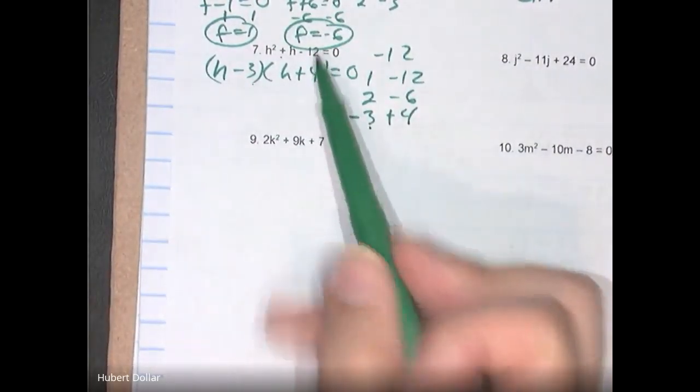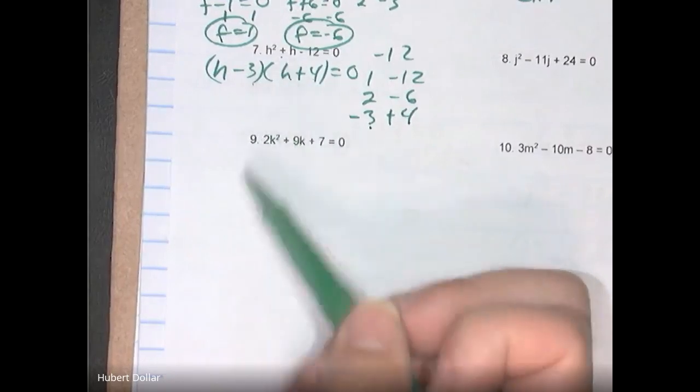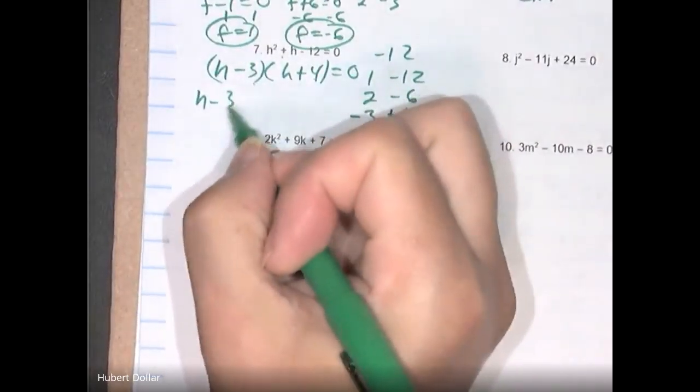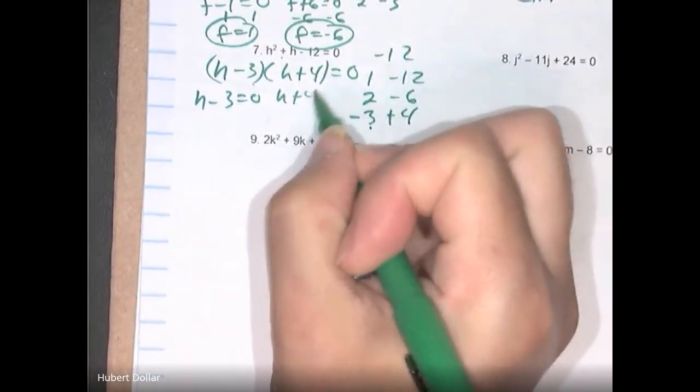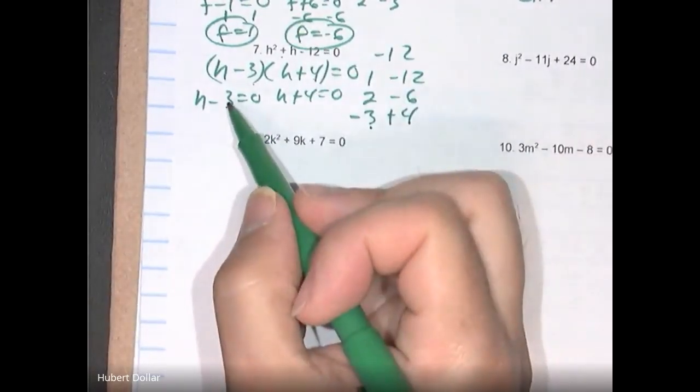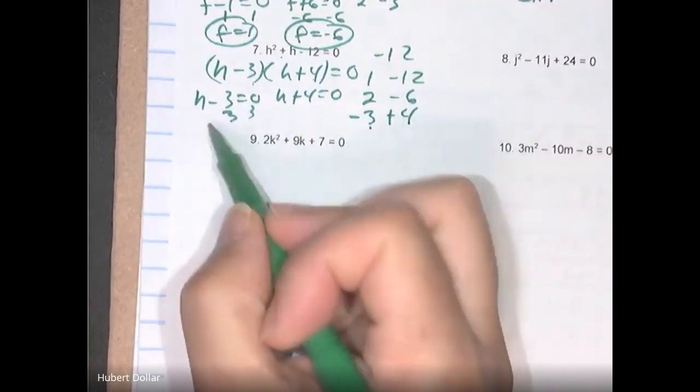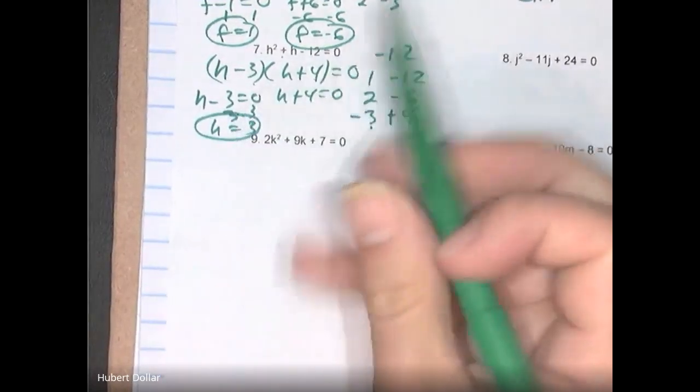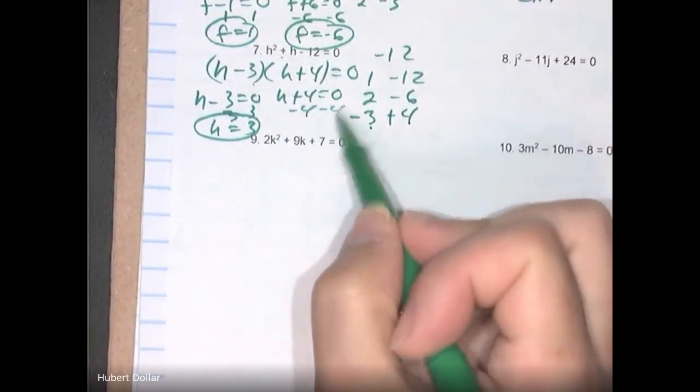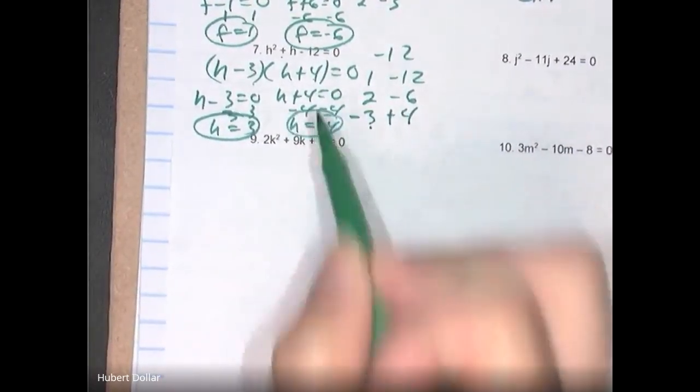Negative 3 times 4 is negative 12, and 4 minus 3 is 1. So h minus 3 equals 0, and h plus 4 equals 0. The opposite of subtracting 3 is to add 3, so h equals 3. The opposite of adding 4 is subtracting 4, so h equals negative 4.